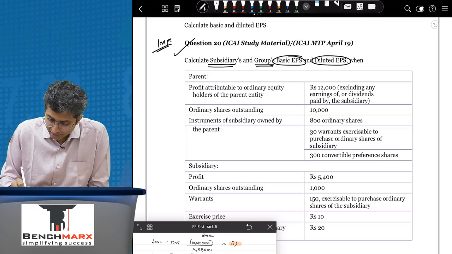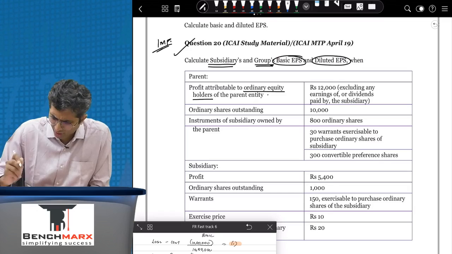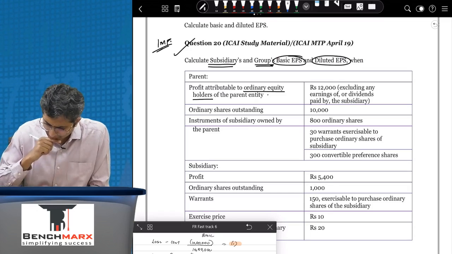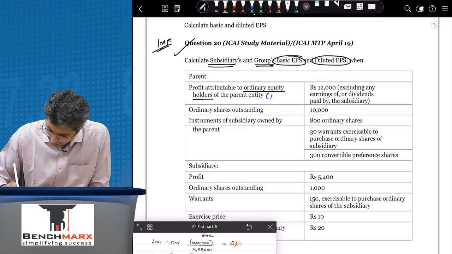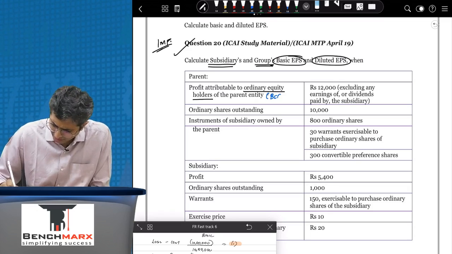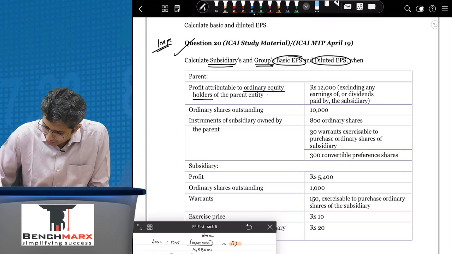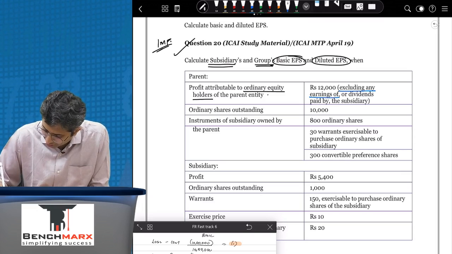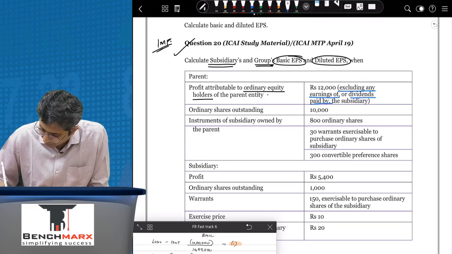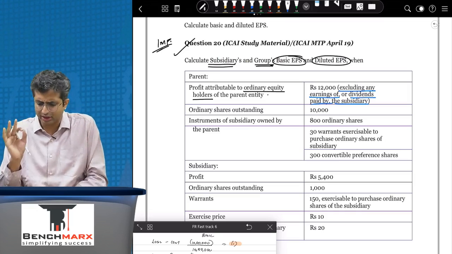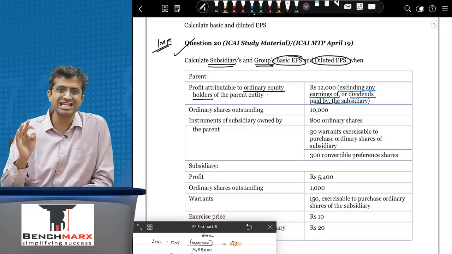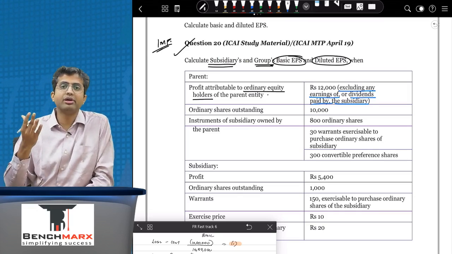Parent profit attributable to ordinary equity holders of the parent. You'll have to add a couple of things over here. So this is 12,000. This is excluding any earnings of or dividends paid by the subsidiary. So here in this 12,000, you have not booked any income from the subsidiary.